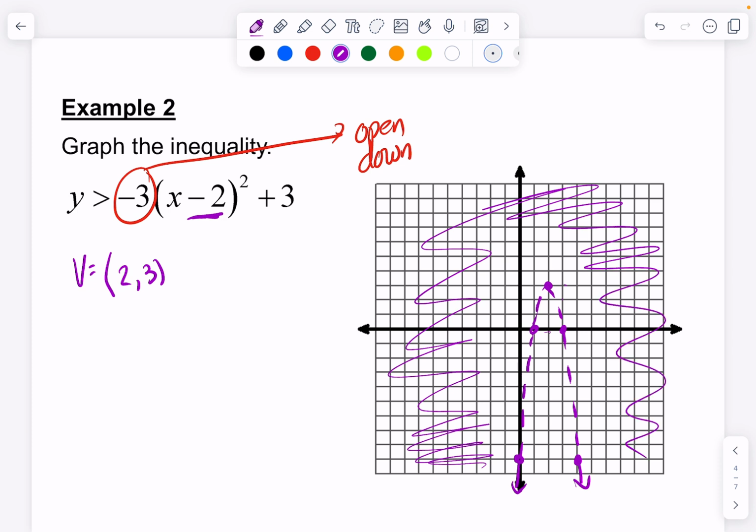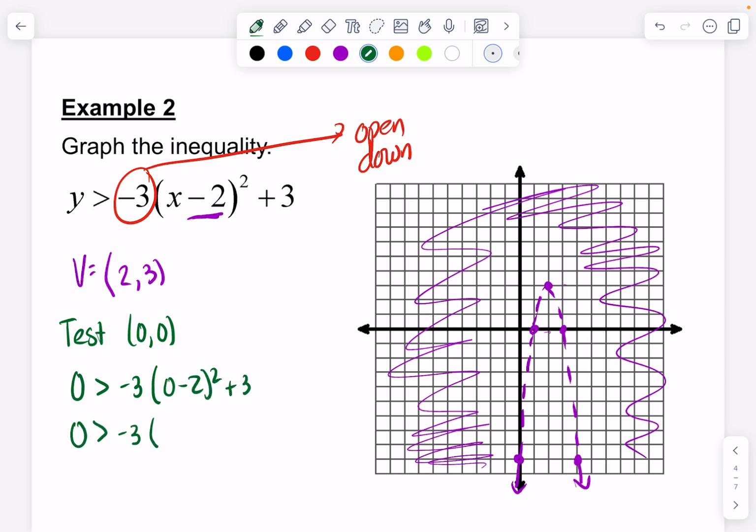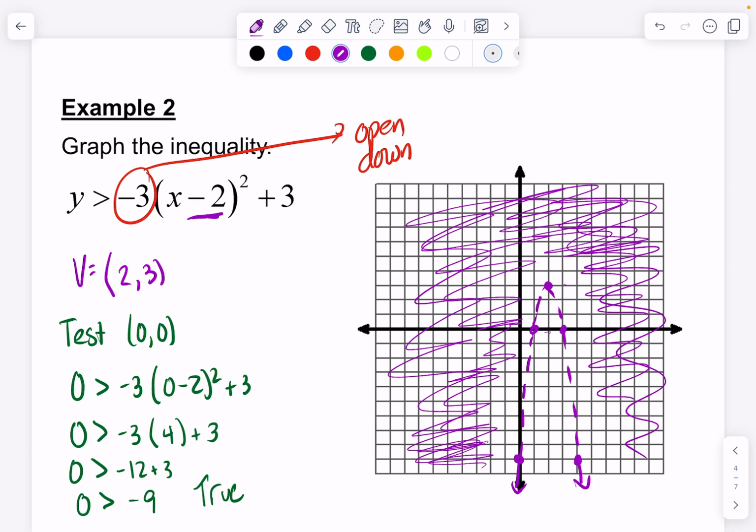Again, let's test 0, 0. 0 is greater than negative 3 times 0 minus 2 squared plus 3. 0 is greater than negative 12 plus 3. 0 is greater than negative 9. That's true. So I did a poor job shading, not including that point. So I include all of that.